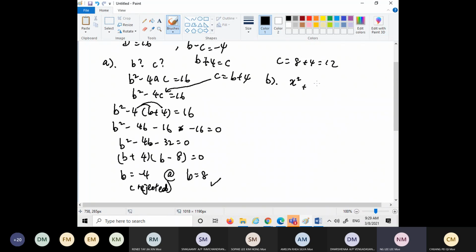Okay, B is what? B is 8. So 8x plus C is what? 12 equal to 0. Okay, then you find the roots. Okay, you can find the roots.